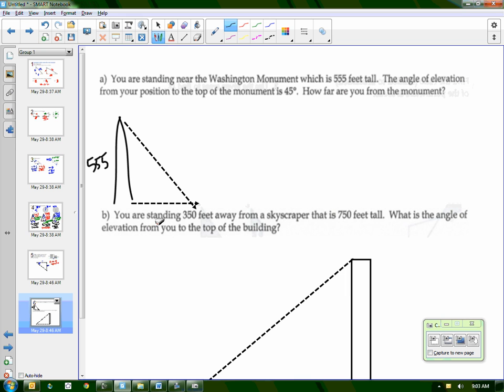I am 555 feet tall. I don't know how far I am, but I know this is 45. This is actually the corner of a square. This is a special right triangle, side, side, hypotenuse. This would be 555 radical 2, and that means that I'm standing 555 feet away from the building.